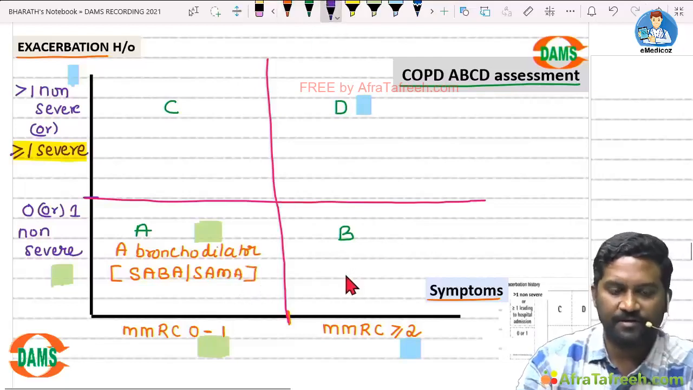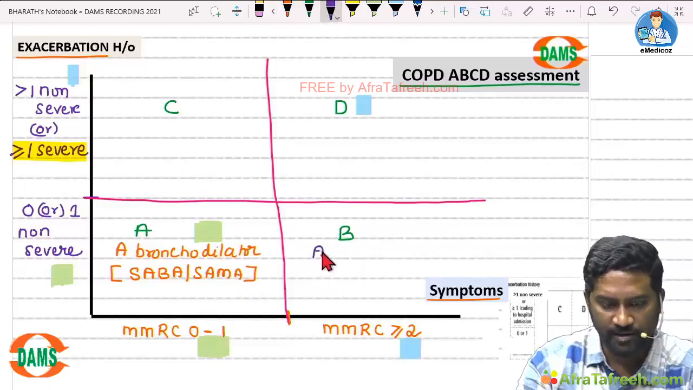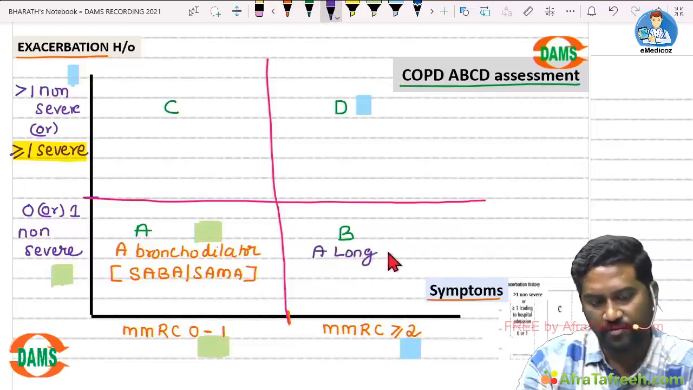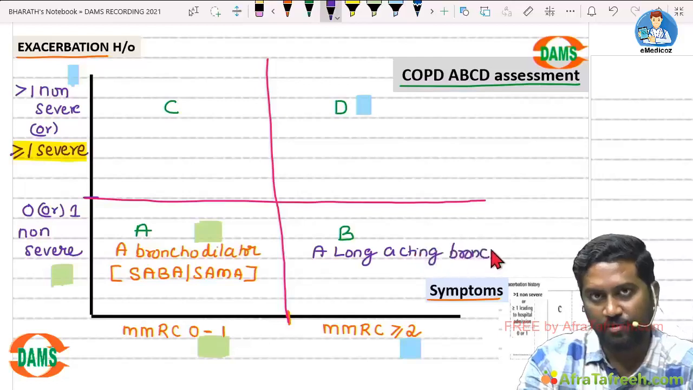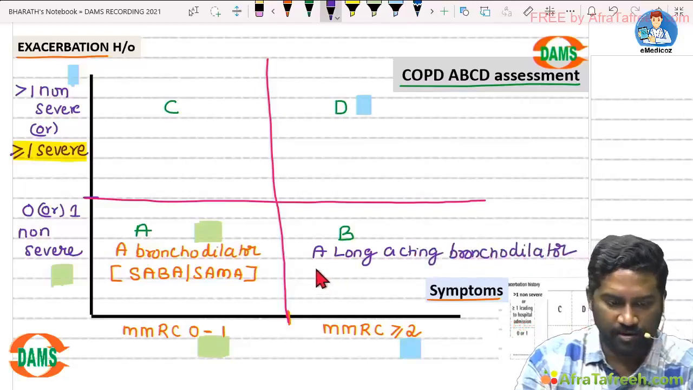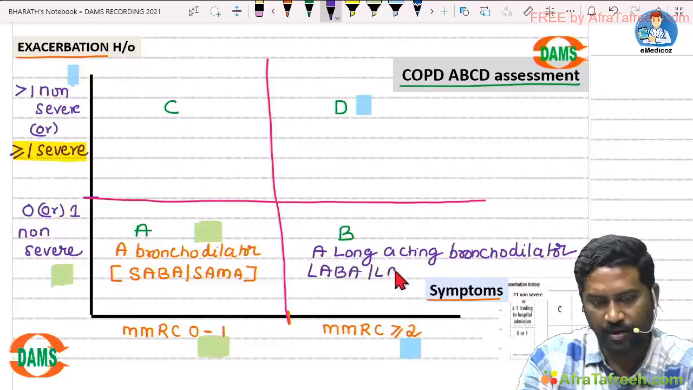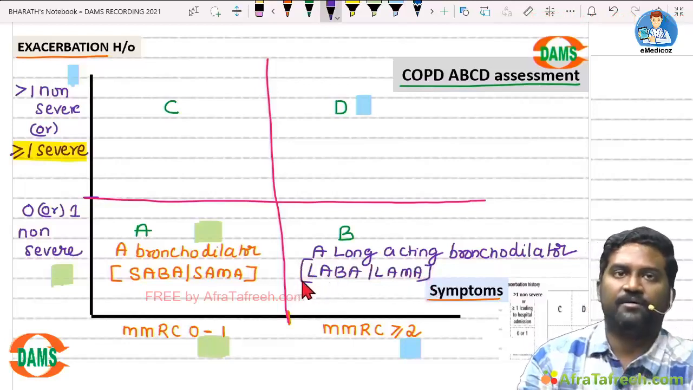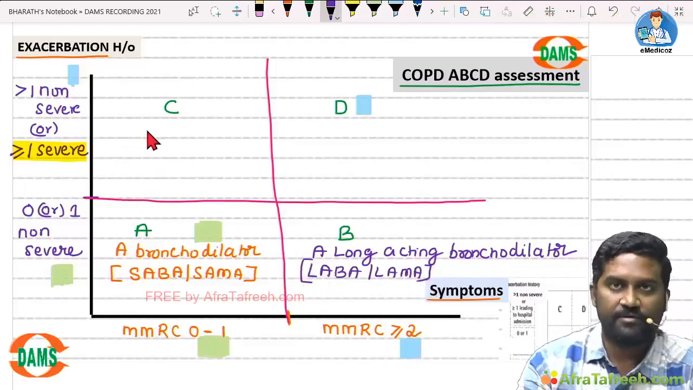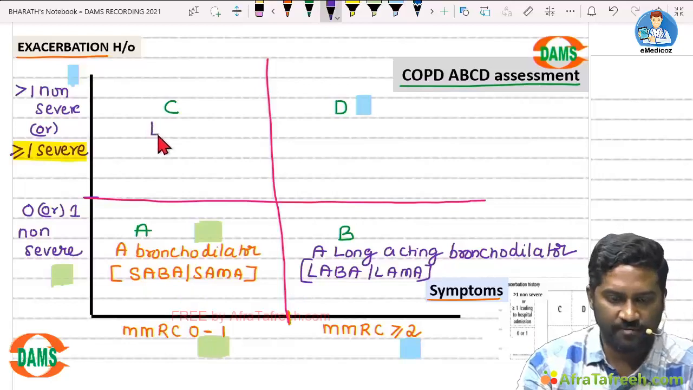Now if the patient belongs to group B, here definitely I should give a long acting bronchodilator. What will be that long acting bronchodilator? Either LABA or LAMA. Whereas in group C, I should give the most preferred bronchodilator. I go for LAMA.